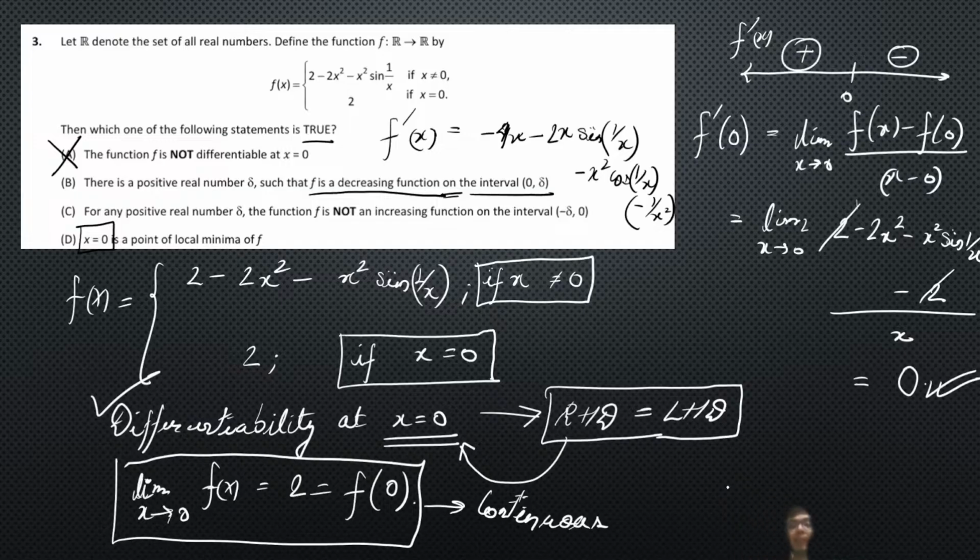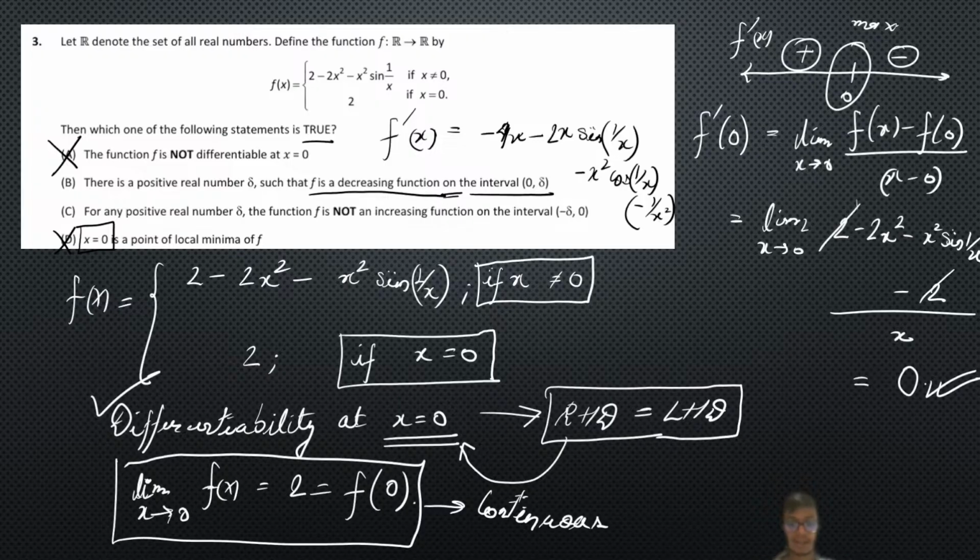So you'll find that it is changing from positive to negative. When the f dash sign changes from positive to negative, we actually have maxima. So x equal to 0 is a point of maxima. So this option is also ruled out, because it says that it's a minima. That's also incorrect.